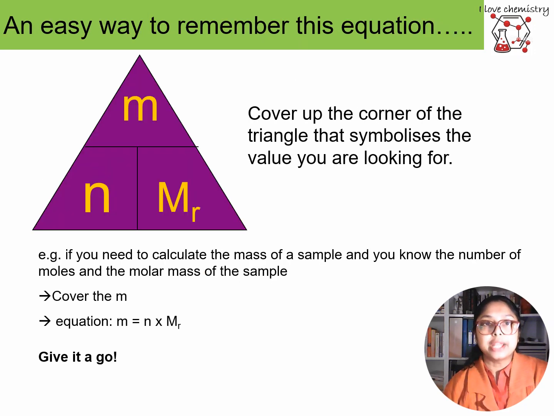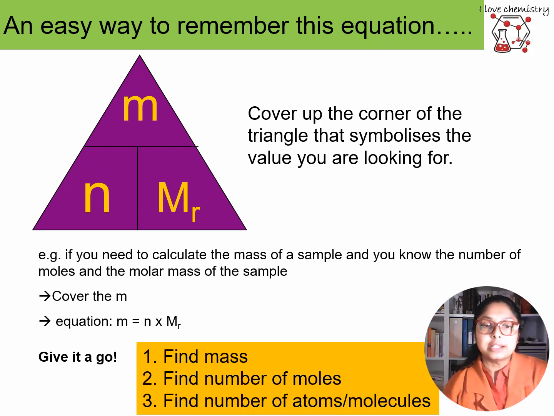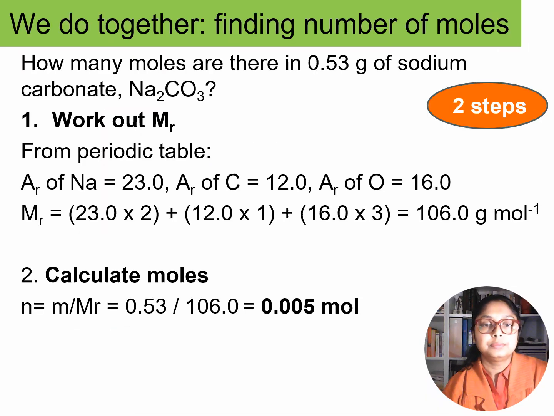Using this triangle, you can use the equation: cover up the corner of the triangle that symbolizes the value you are looking for. For example, if you want to find out the mass, cover m, and you get n times Mr. Now we will work together to do 3 types of calculations. One is to find the mass, second is to find the number of moles. You will need a calculator and a periodic table for these calculations. Hope you have got those.